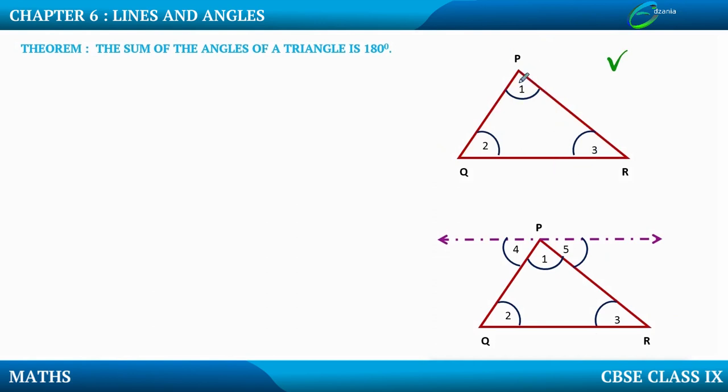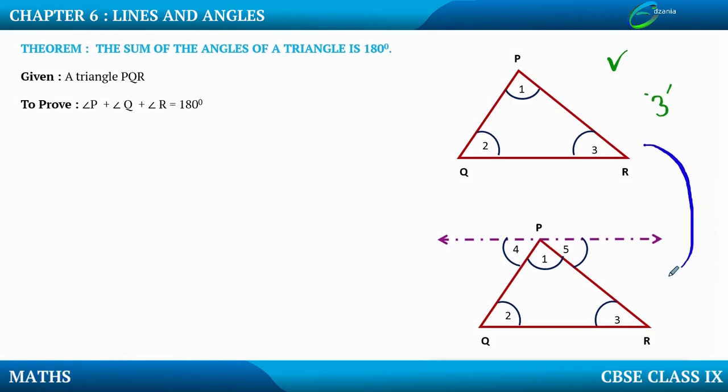How many angles does this triangle PQR have? This PQR has three angles, right? Angle P, angle Q, angle R. Then we are supposed to prove that the sum of angle P, angle Q and angle R is 180 degrees. That is, it is given that there is a triangle PQR, and to prove that angle P plus angle Q plus angle R is equal to 180 degrees, we need to do one construction.